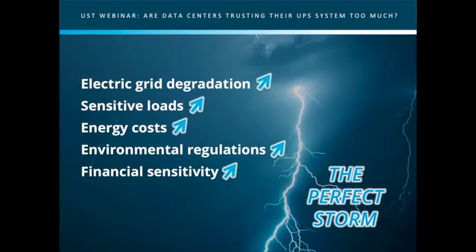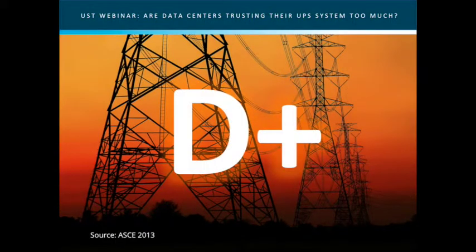As recently as 2013, the American Society of Civil Engineers gave the grid in the U.S. a rating of D+. So we know the grid is vulnerable, and that doesn't give manufacturers who invest millions of dollars in equipment much confidence in receiving good, clean power that won't put their equipment at risk.